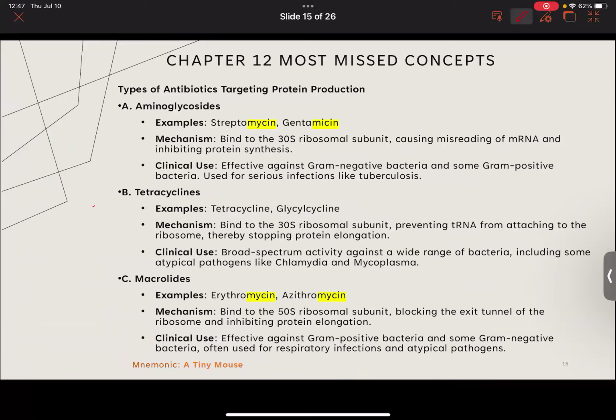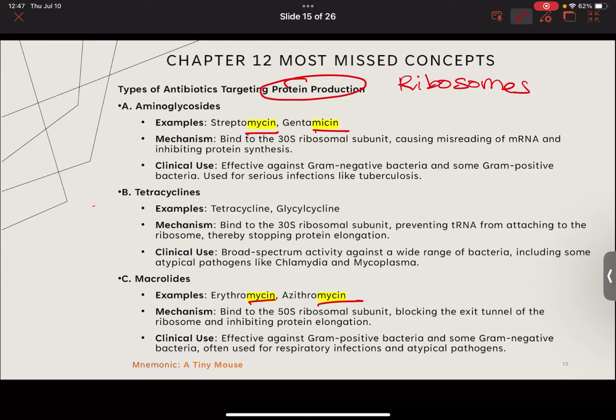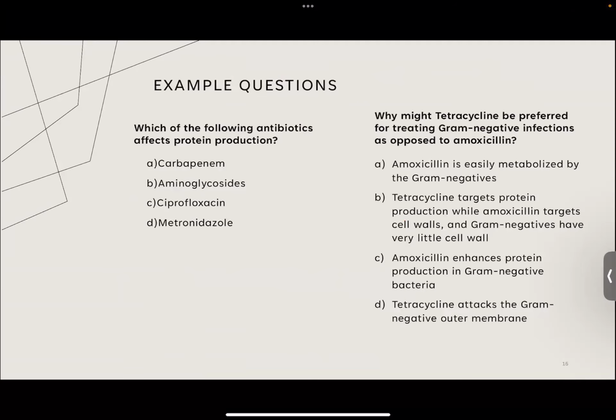All righty, let's do this. Okay, so next are antibiotics for treating protein production. Remember, most of these are going to be affecting our ribosomes somehow. Most of them are going to be mycins: erythromycin, azithromycin, streptomycin, gentamicin, not including vancomycin or daptomycin. Those were our two deviants. Okay, and then our cyclins. Many of these fall into the group of aminoglycosides. Then we also have some macrolides that fall into this group. I can't spell today.